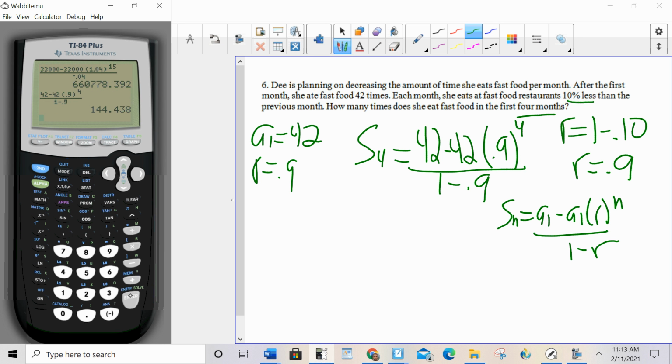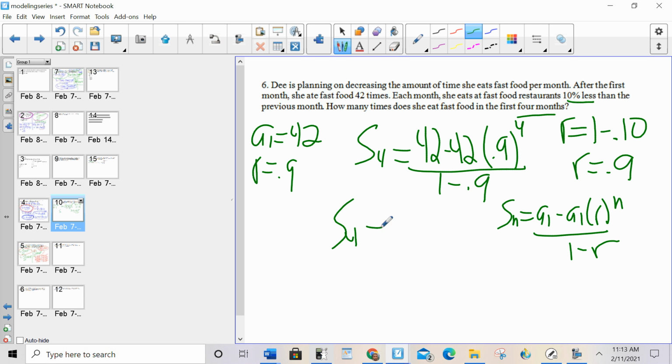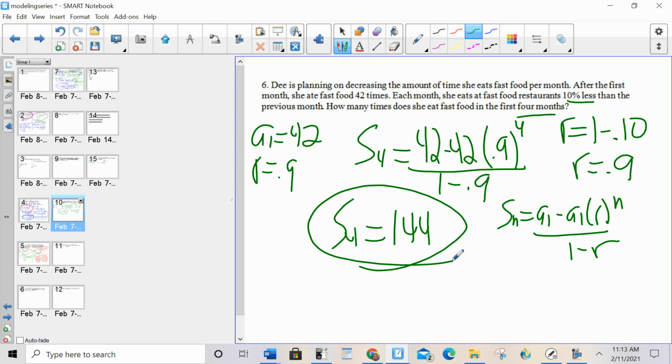I didn't specify what to round to. Let's round to the nearest unit. She ate fast food 144 times. That might sound like a lot, but think about how often you go in a week and kind of see where that lands after 4 months. So it sounds like a lot, but you might go close to that amount as well. Hopefully you don't. So bottom line, because it wants the total she ate in the first 4 months, that's S4.